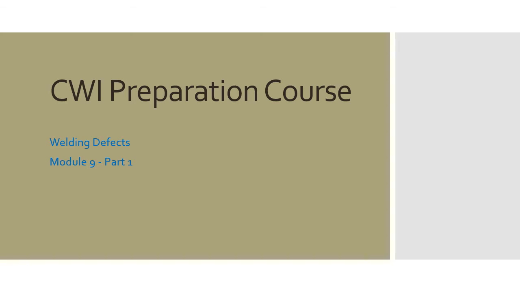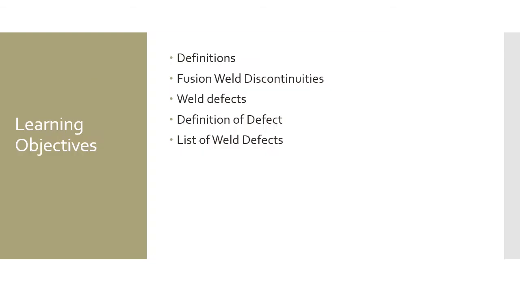CWI prep course, Welding Defects, Module 9, Part 1. Learning objectives. In this module, we're going to touch base on definitions, fusion weld discontinuities, weld defects, definition of defects, and list of defects.